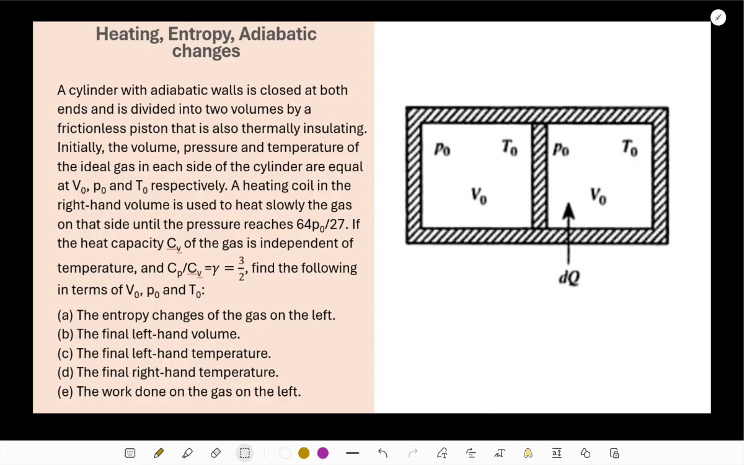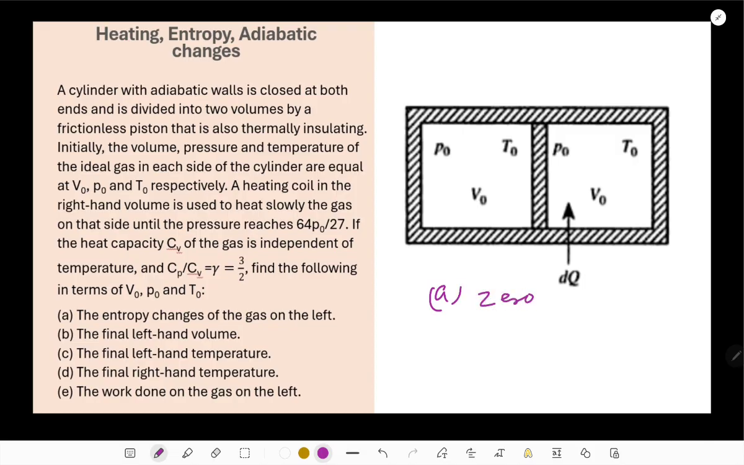Main thing is the piston is thermally insulated as well. So that means no heat can enter the left hand side. And since no heat can enter the left hand side, the entropy change of the gas on the left hand side must be 0. So this is the answer of the first problem. It is 0.